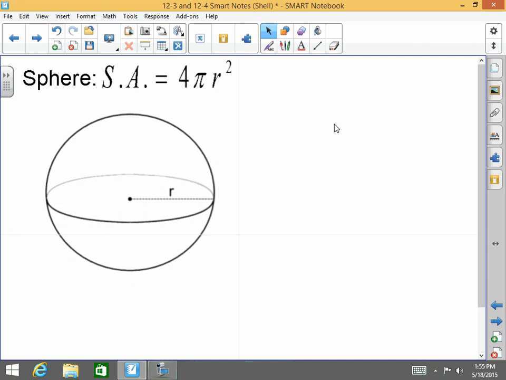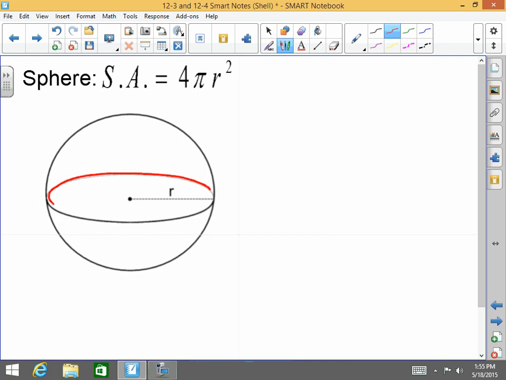Okay? A baseball is a sphere, sure. A globe is a sphere. A tennis ball is a sphere. A golf ball is a sphere. A sphere is a round object. Now, this sphere is basically made up of the following.